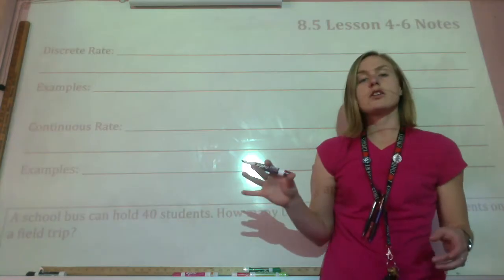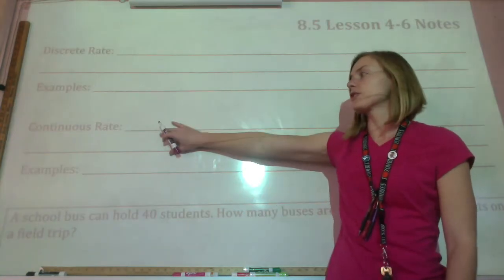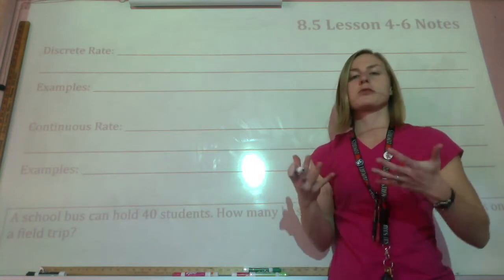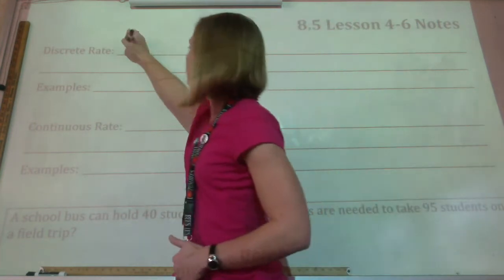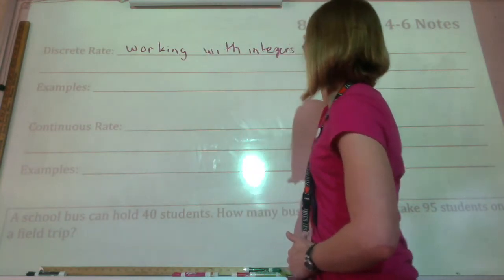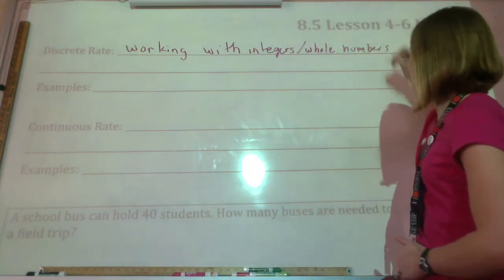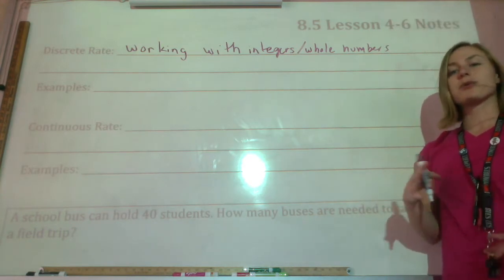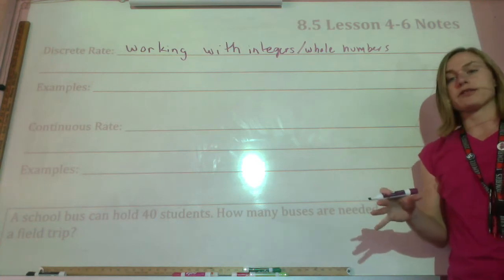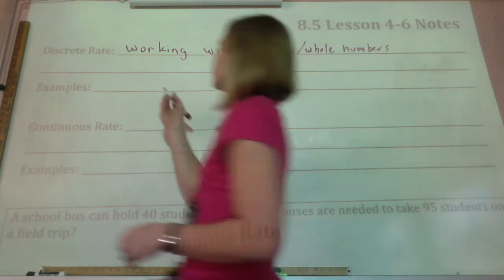We're now going to take a look at the difference between a discrete rate and a continuous rate. Discrete rate means that we are working with essentially whole numbers. We're working with integers. In terms that you understand, what we're really talking about is things that we can't break down into fractions or decimals.